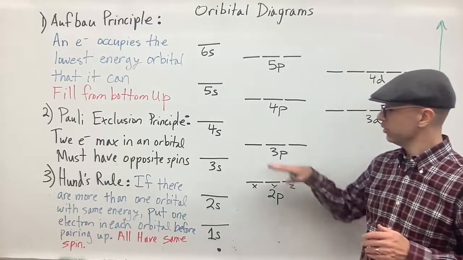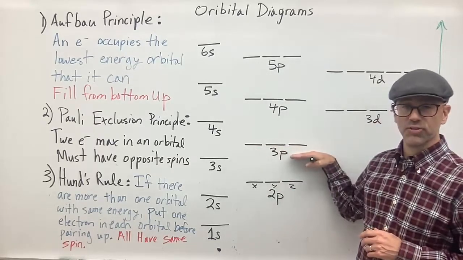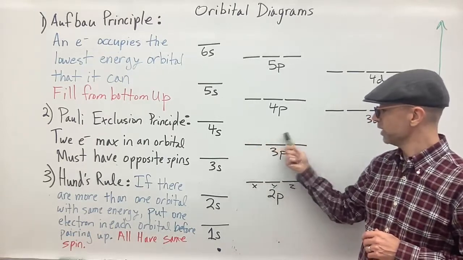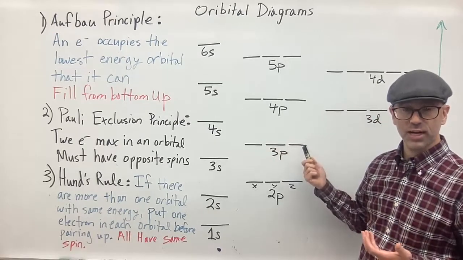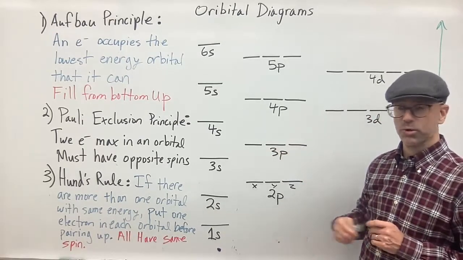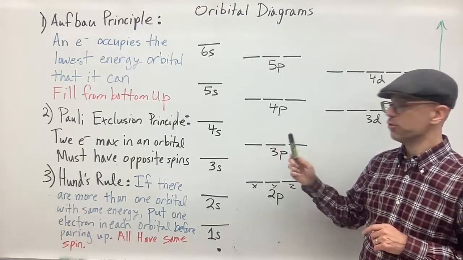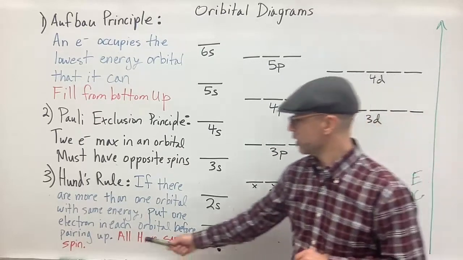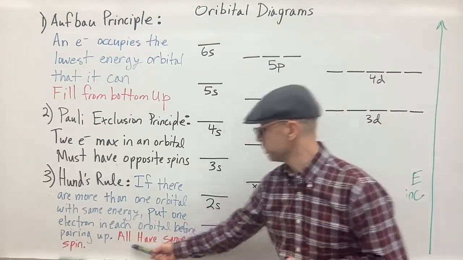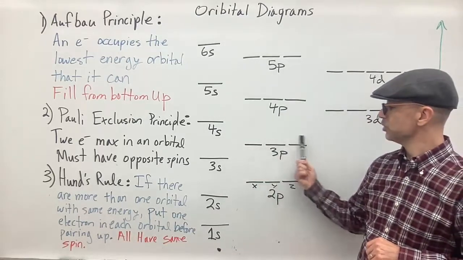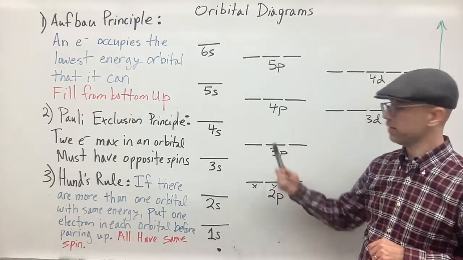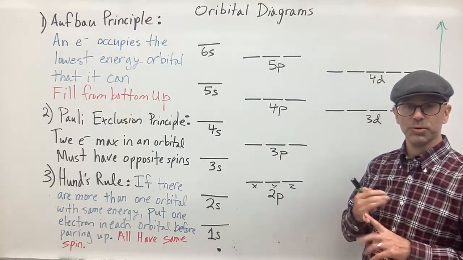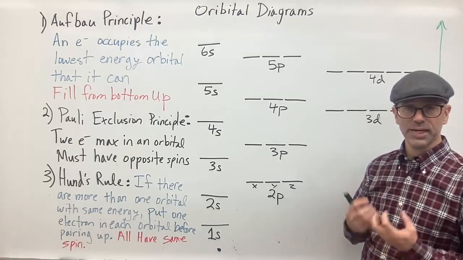So Hund's rule says if you have orbitals of the same energy, you put electrons singly in each one at a time, and then if you have other electrons that need to go into an orbital, you start pairing them up. But again, remember that they have to be opposite spin. The other thing you want to be aware of with Hund's rule is that when you put them into the orbitals here, they all have to have the same spin. Okay. So those are the two principles and the rule for orbital diagrams, and how we fill those in.